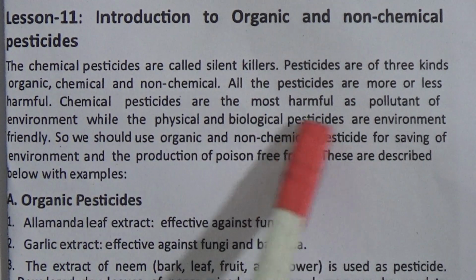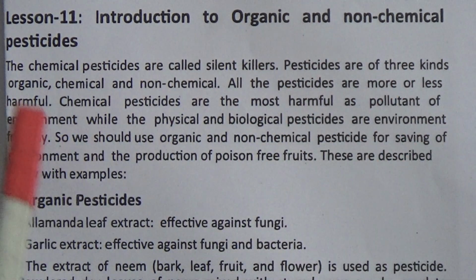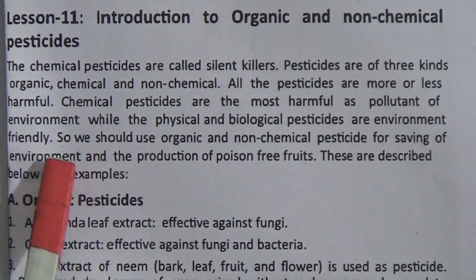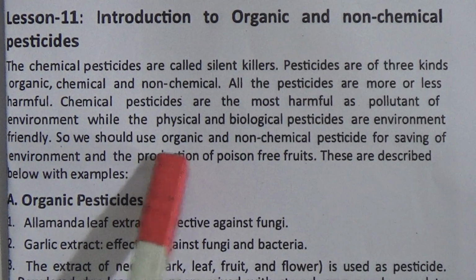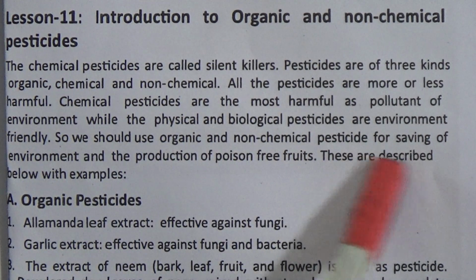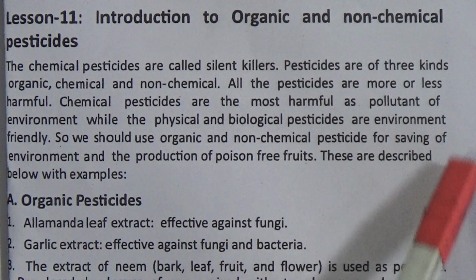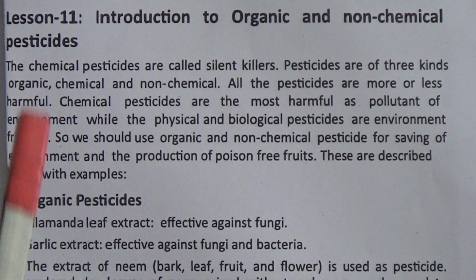Chemical pesticides are the most harmful as pollutants of environment, while the physical and biological pesticides are environment friendly. So we should use organic and non-chemical pesticide for saving of environment and the production of poison-free fruits. These are described below with examples.